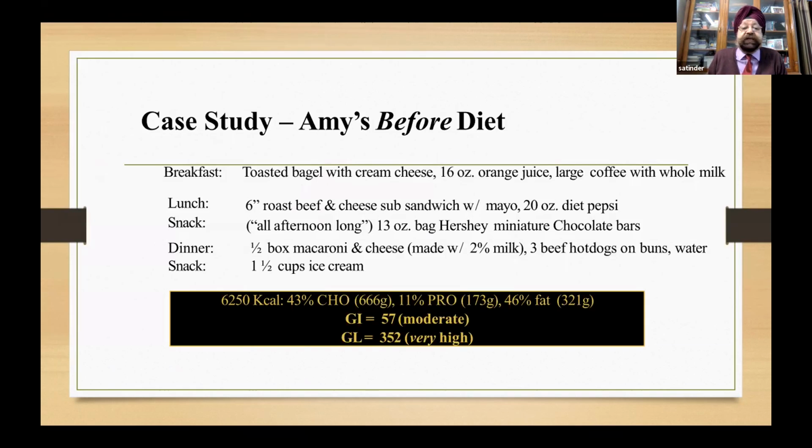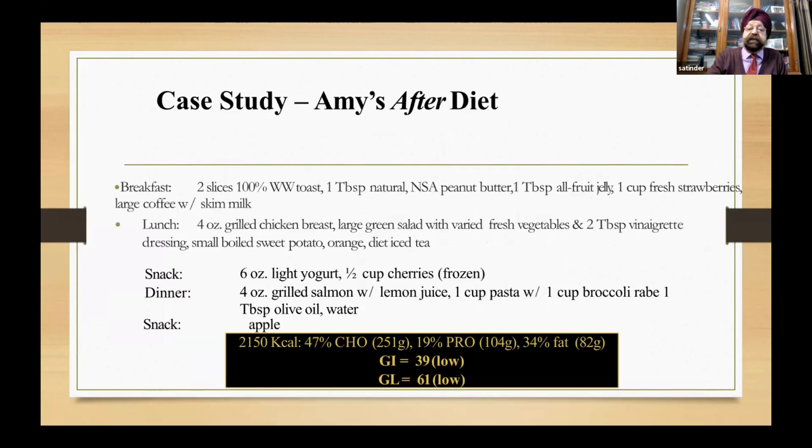You can see the total calories: 6,250 calories, carbohydrate of 666 grams, very low protein, and fat is 46%. Now the GI is 57 and the glycemic load an astounding 352. So this is where, once the diet is altered to a breakfast of 2 slices of 100% whole wheat toast, a tablespoon of natural peanut butter, all fruit jelly, and a coffee with skimmed milk.